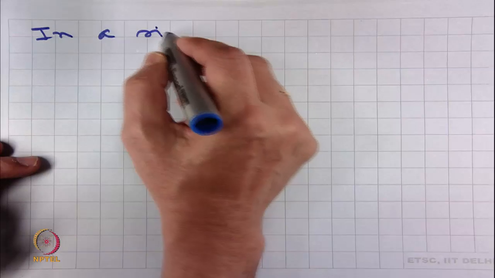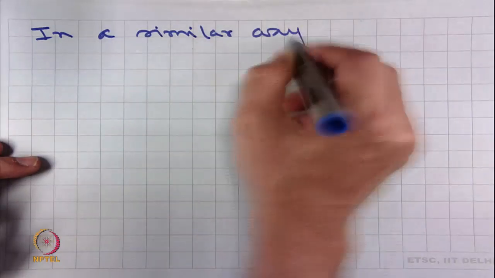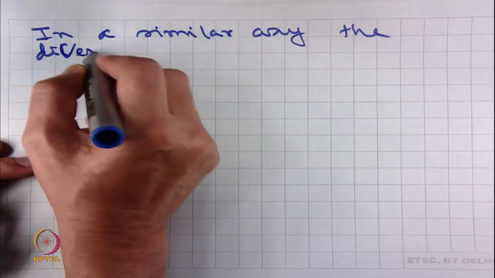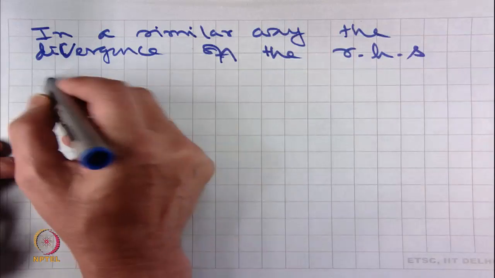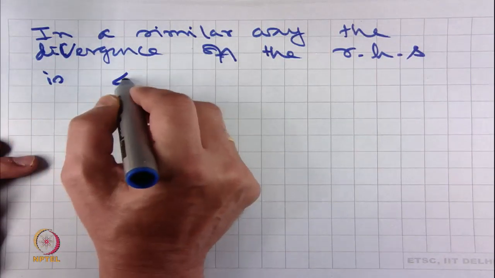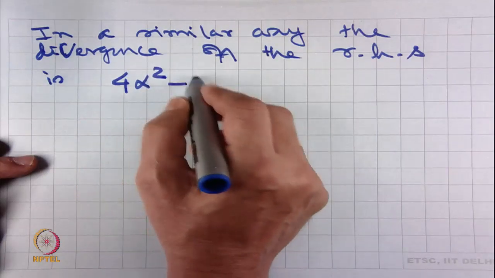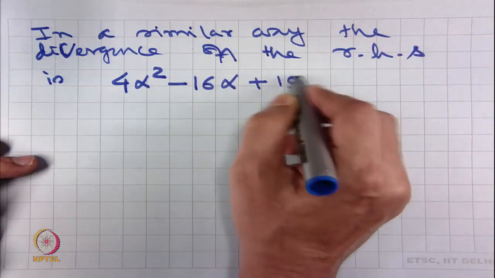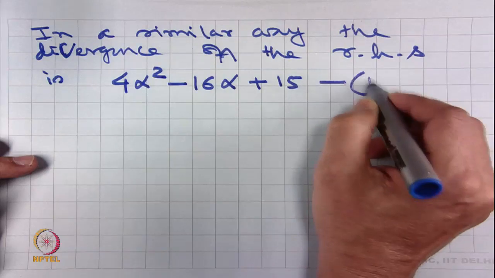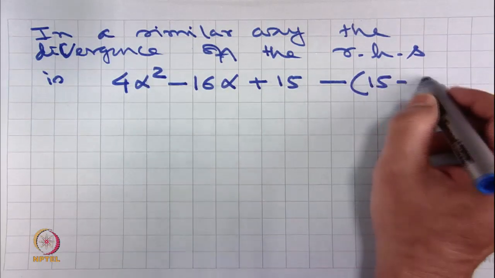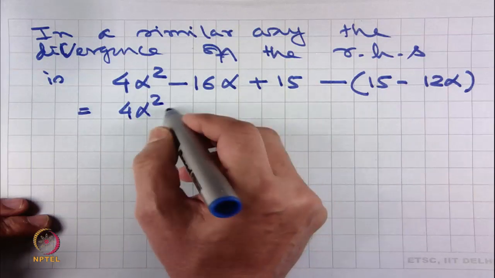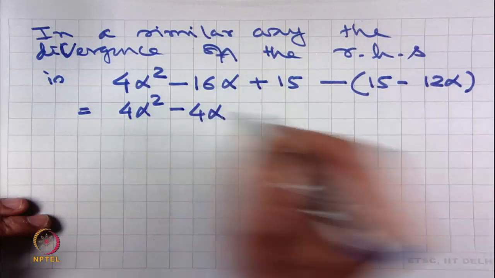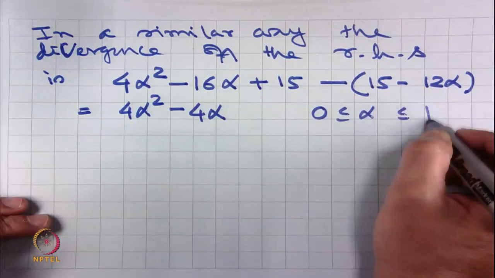In a similar way, the divergence on the right hand side is 4 alpha square minus 16 alpha plus 15 minus 15 minus 12 alpha is equal to 4 alpha square minus 4 alpha for 0 less than equal to alpha less than equal to 1.